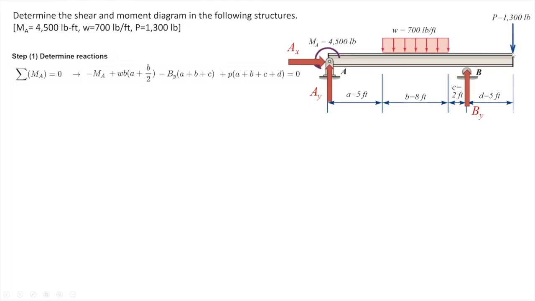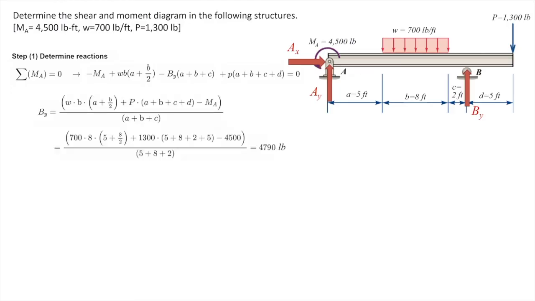Sum of these moments should be equal to 0, from which we can determine the amount of reaction force at B, which is 4,790 pound. Then we use sum of the forces in the y direction equal to 0, which means AY plus BY is equal to the distributed load multiplied by the length at which it is acting on, plus the amount of concentrated force, 1,300 pound. From that, the reaction force at A would be equal to 2,110 pound.